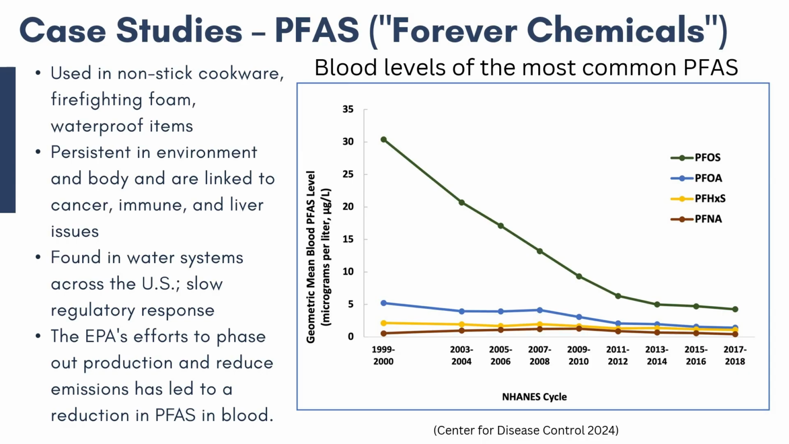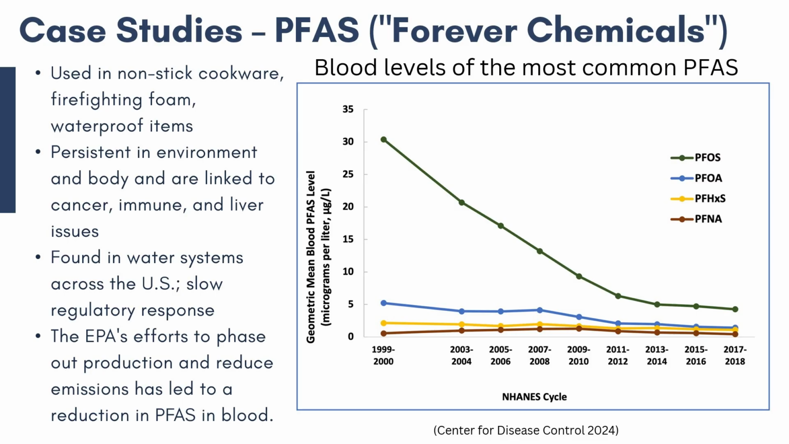You'll notice over time, probably the biggest offender here is the PFOS. It has like a geometric mean blood PFAS level of 30. So that's going to be micrograms per liter. The others stay around 5 micrograms per liter, a little less on some of them, but you'll notice over time they start to decline. And it's gotten to the point now where the PFAS found in the blood is at or below 5 micrograms per liter.